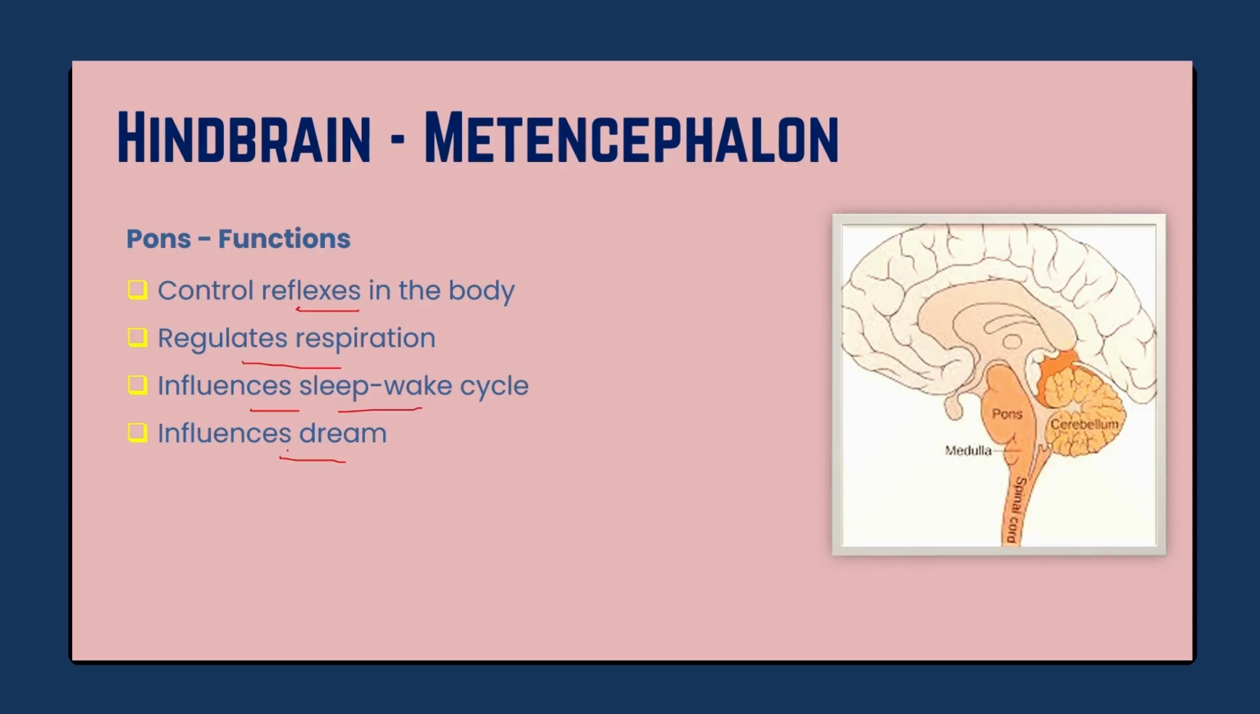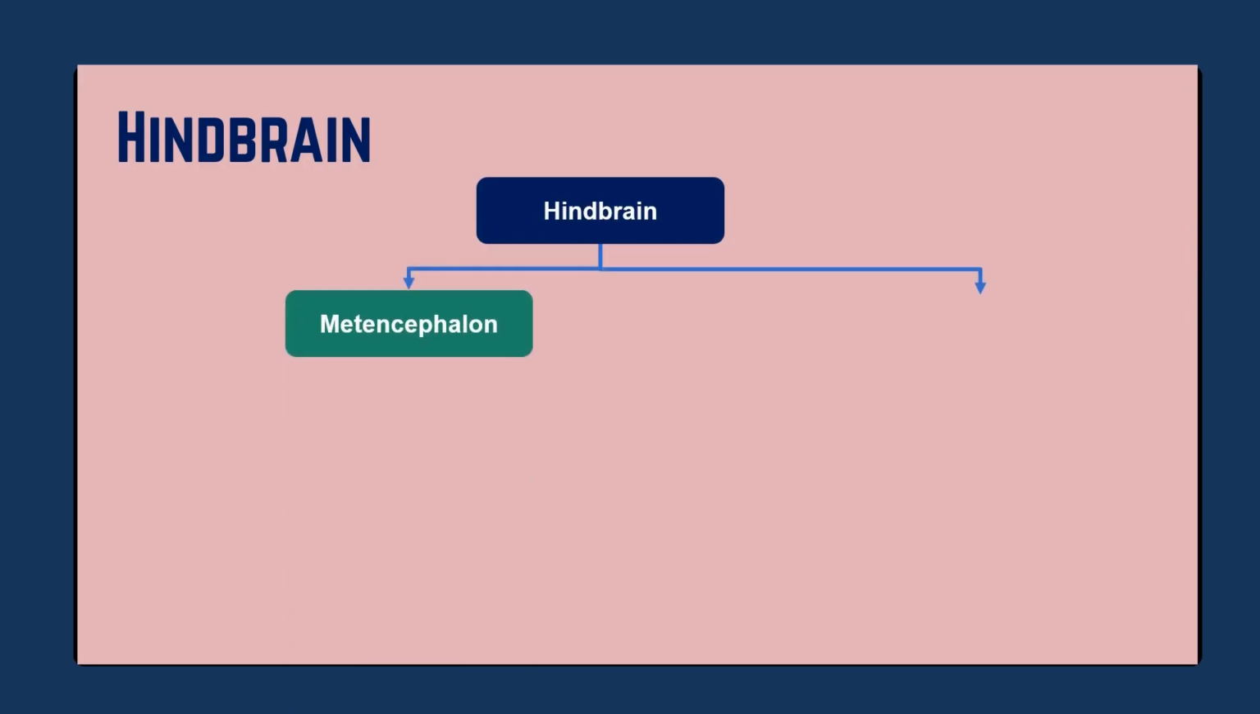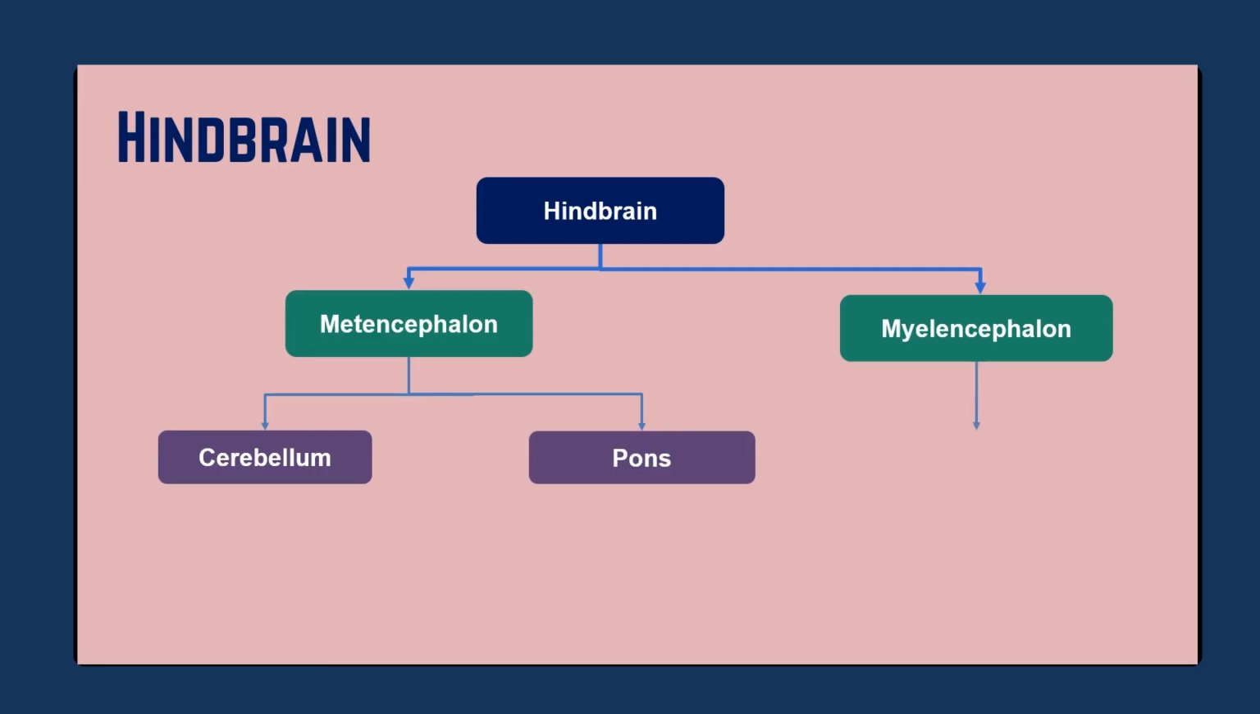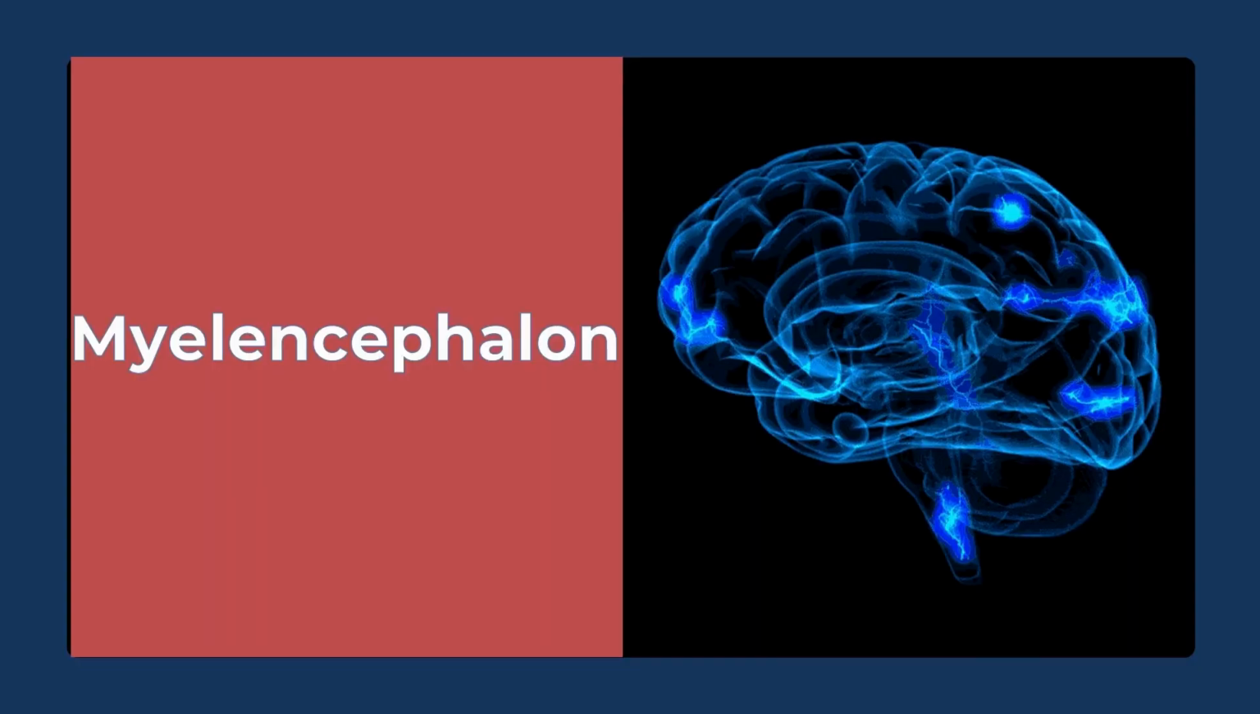Okay, so what are we studying? We are studying the parts of the hindbrain. We said that hindbrain is divided into mainly two parts. Which are they? The metencephalon and the myelencephalon. We just finished studying about metencephalon. Which are the two parts of metencephalon? Cerebellum and pons. Now we have myelencephalon, right? We said it's also called medulla oblongata. Let's study about myelencephalon in detail now.